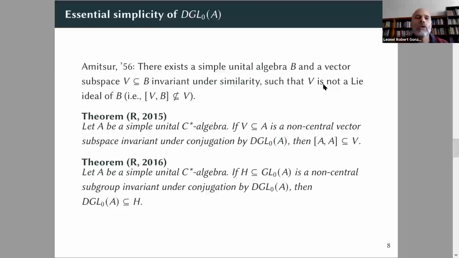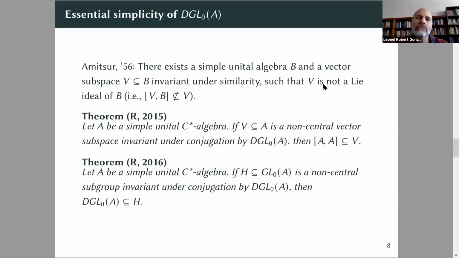All right, so now I want to move over to the algebraic setting. I'm not going to talk about closed normal subgroups, okay? And first, I start with a very old result. Herstein had asked the question whether a vector subspace of an algebra that is invariant under similarity had to be a Lie ideal. We saw the definition.